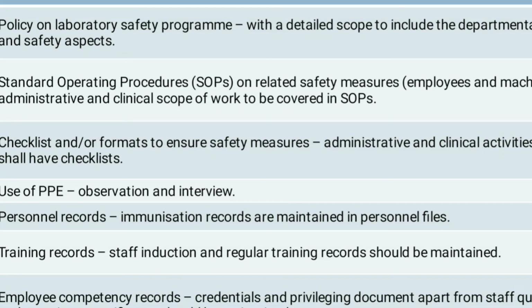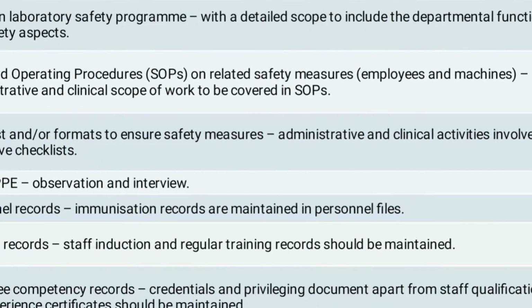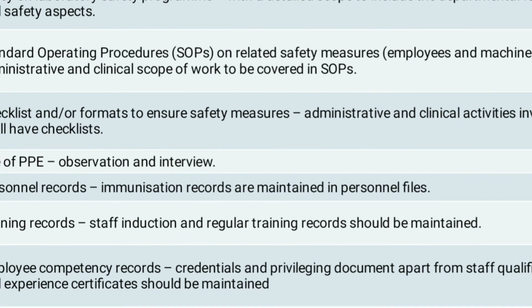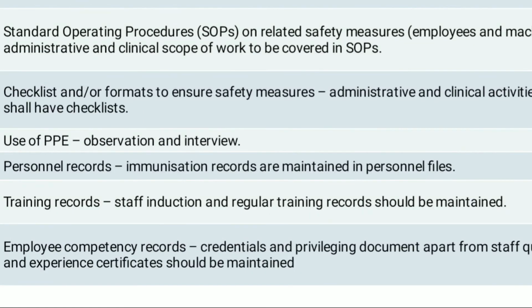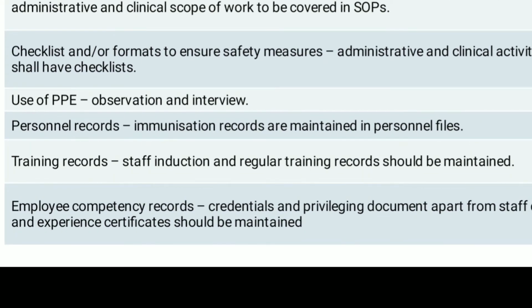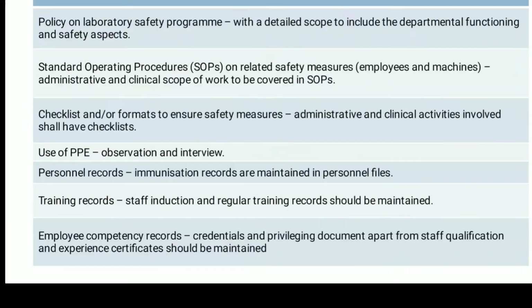Checklist and/or formats to ensure safety measures. Administrative and clinical activities involved shall have checklist. Use of PPE, observation and interview. Personal records: immunization records are maintained in personal files. Training records: staff induction and regular training records should be maintained. Employee competency records: credentials and privileging document apart from staff qualification and experience certificates should be maintained.